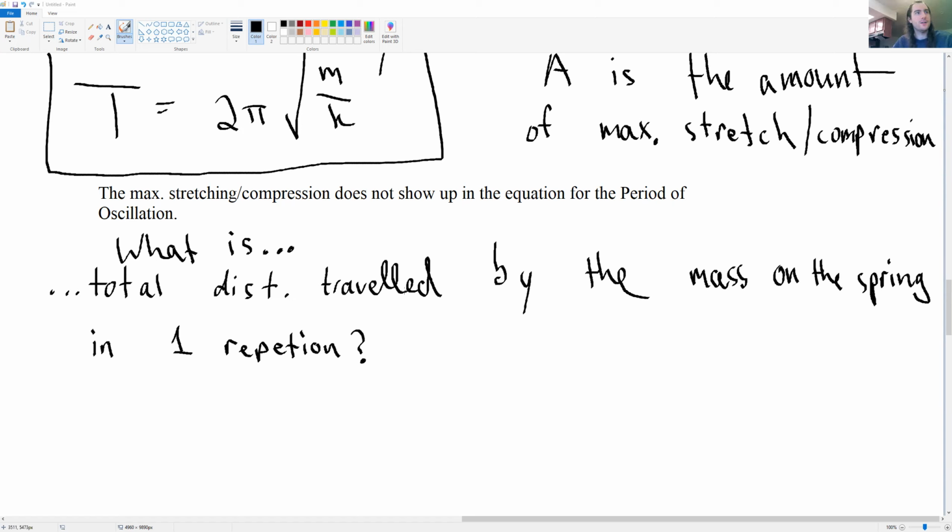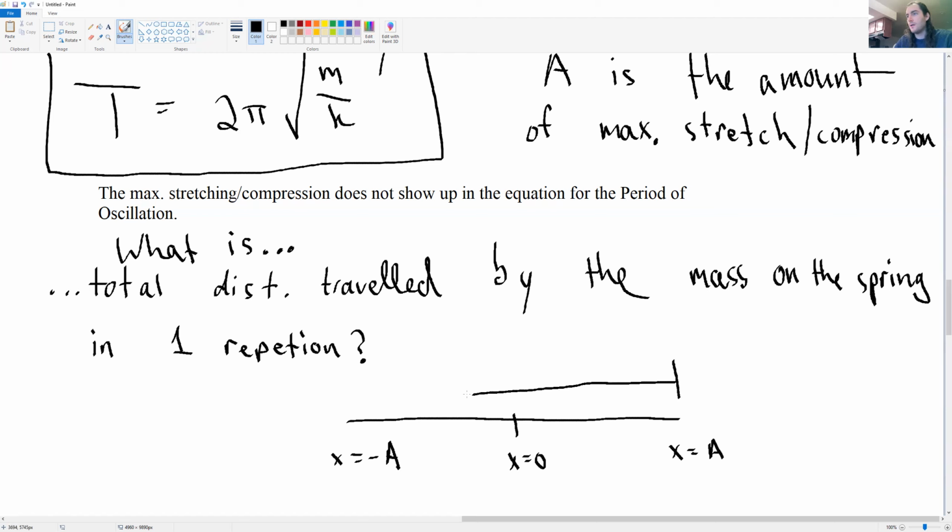And that's good. The answer is 4A. I'll just quickly show that now. So here's equilibrium. This is x equals A, and this is x equals minus A. If we begin here, we must go a distance 2A and back another distance 2A. So the total distance is 4A.